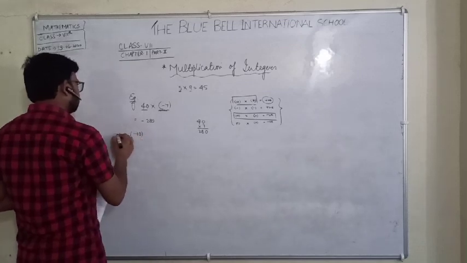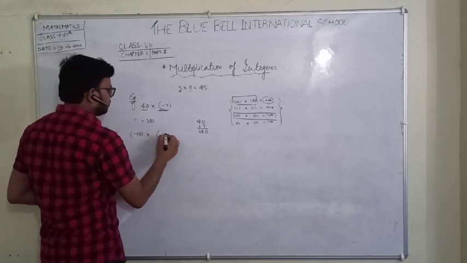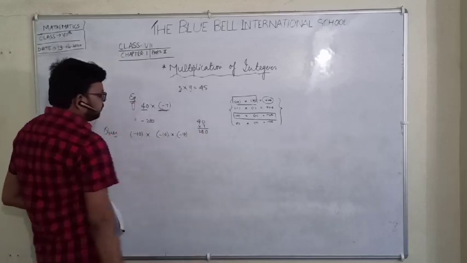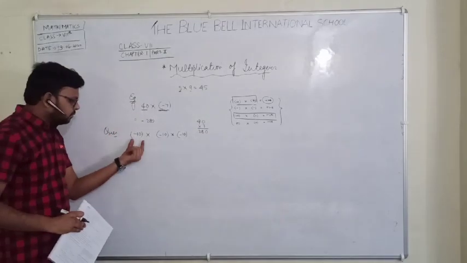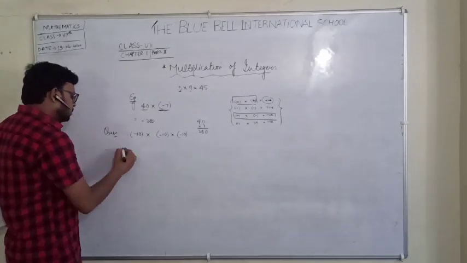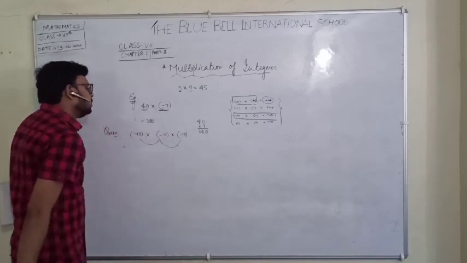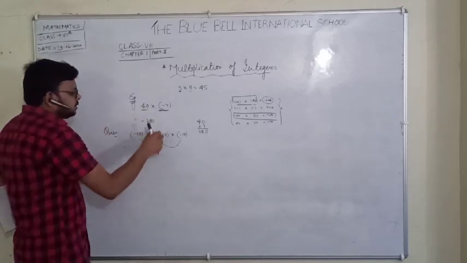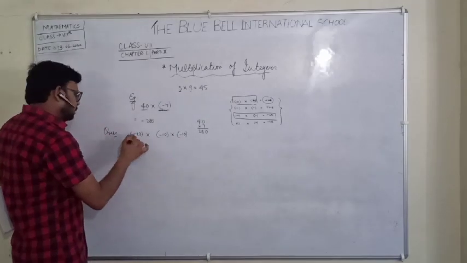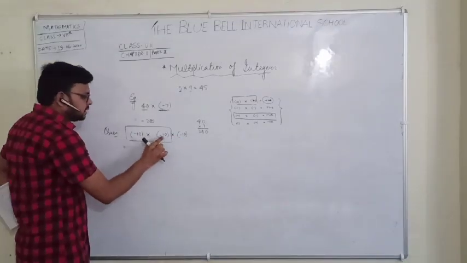Minus 10 into minus 10 into minus 10. We always enclose a negative number in brackets so that you don't get confused. Here there are three integers getting multiplied. First we will multiply the first two integers. This is the first number and this is the second number.